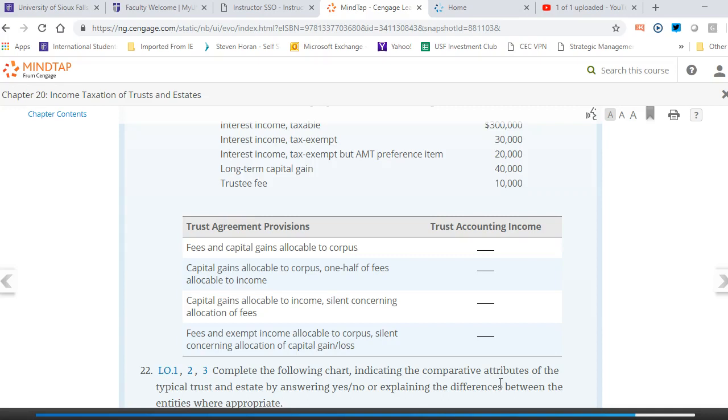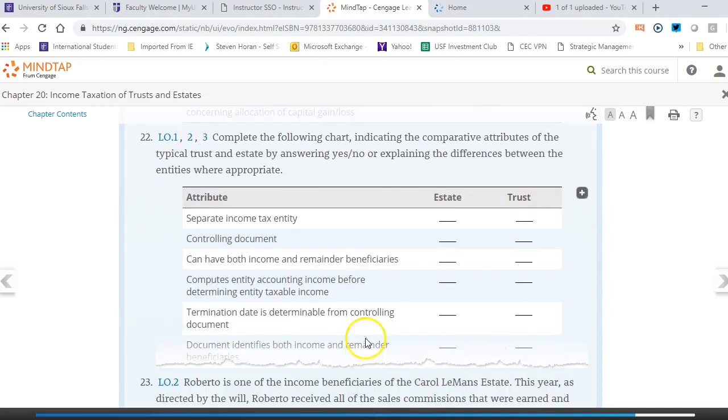So take a look then at 22, and 22 is another chart. It's just more concept based. 22 says, complete the following chart, indicate the comparative attributes of the typical trust and estate by answering yes, no, or explain the differences between entities where appropriate. So separate income tax entity, and mostly the answers are yes or no. The answer here is yes and yes to both.